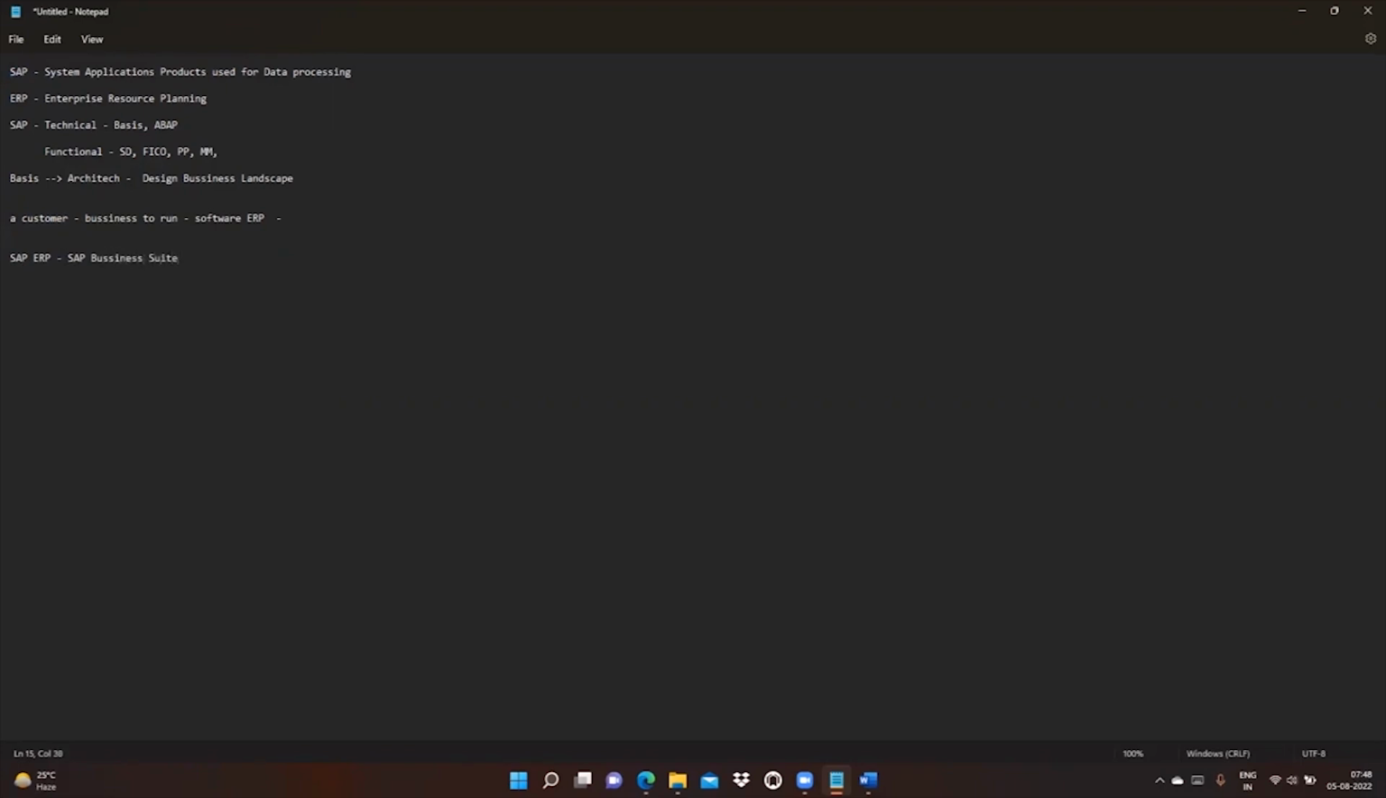So this contains the softwares which are required for the business to be run. When I am referring to SAP Business Suite, this is the name given to the SAP ERP software by the SAP company. They call it SAP Business Suite. This consists of different softwares. The main thing is ECC. ECC is the Enterprise Core Component.